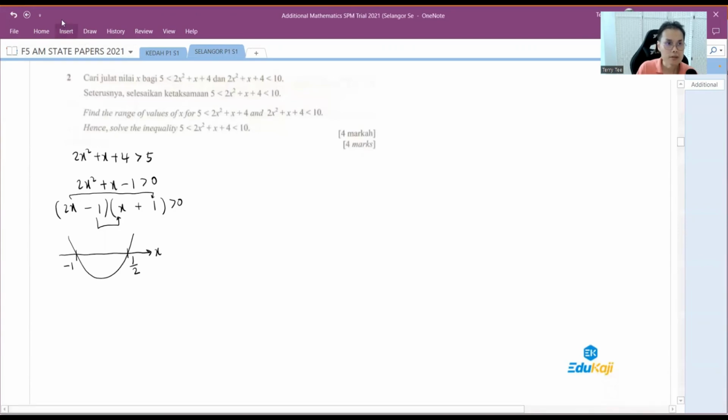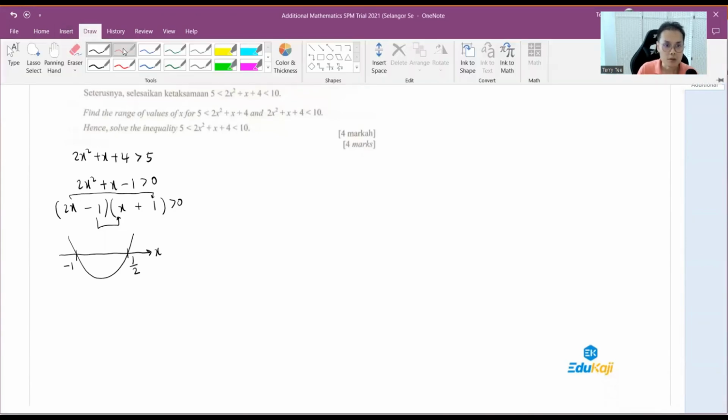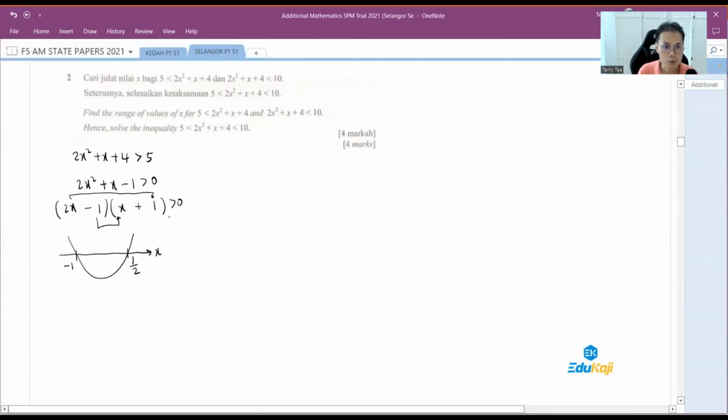So remember, to solve a quadratic inequality, what we have to do is look at the whole thing as your y. I want my y to be more than 0. So y is more than 0 if it's above the x-axis. We know at the x-axis, y is 0. Above the x-axis, y is more than 0. When your y values are more than 0, your x value must be here and here. So we can conclude that your x must be less than negative 1 or more than half.